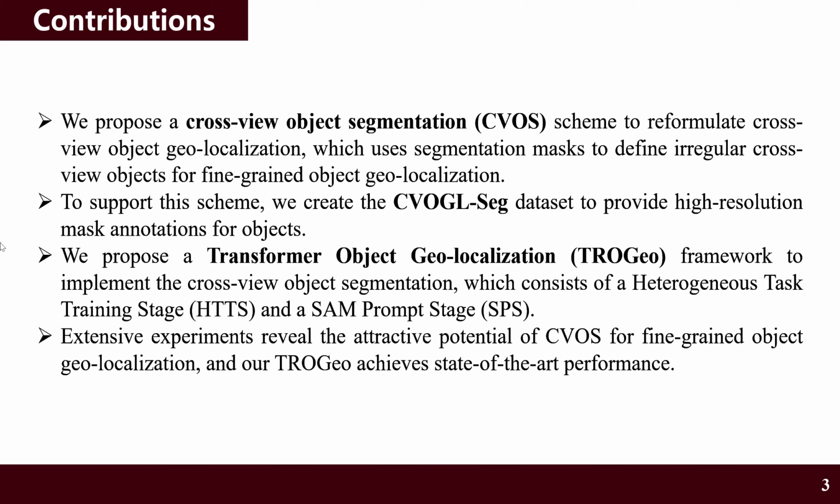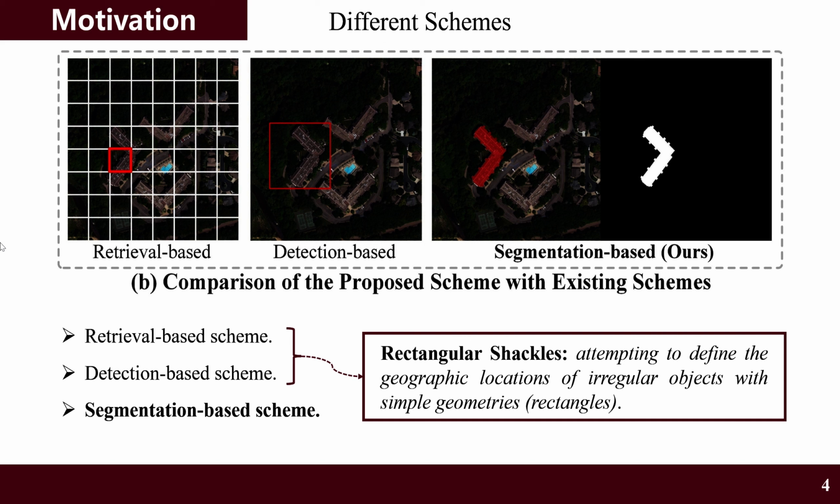Then, we propose a transformer object geolocalization (TROGO) framework to implement the cross-view object segmentation, which consists of a heterogeneous task training stage (HTTS) and a SAM prompt stage (SBS). Finally, extensive experiments reveal the attractive potential of cross-view object segmentation for fine-grained object geolocalization, and our TROGO achieves state-of-the-art performance. Next, I'll explain the motivation for our work and compare different schemes for solving the cross-view object geolocalization task.